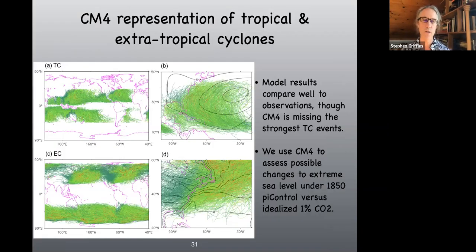So here is a picture from just the models. I don't have any comparison to data, and you just have to trust me that it's not a silly representation of TCs in the top with the climate control simulations and the extratropical cyclones in the bottom panels here. We're focusing in this study on the east coast of the US and the Gulf of Mexico. This is a nice spaghetti plot to show that you get some storms in these models.